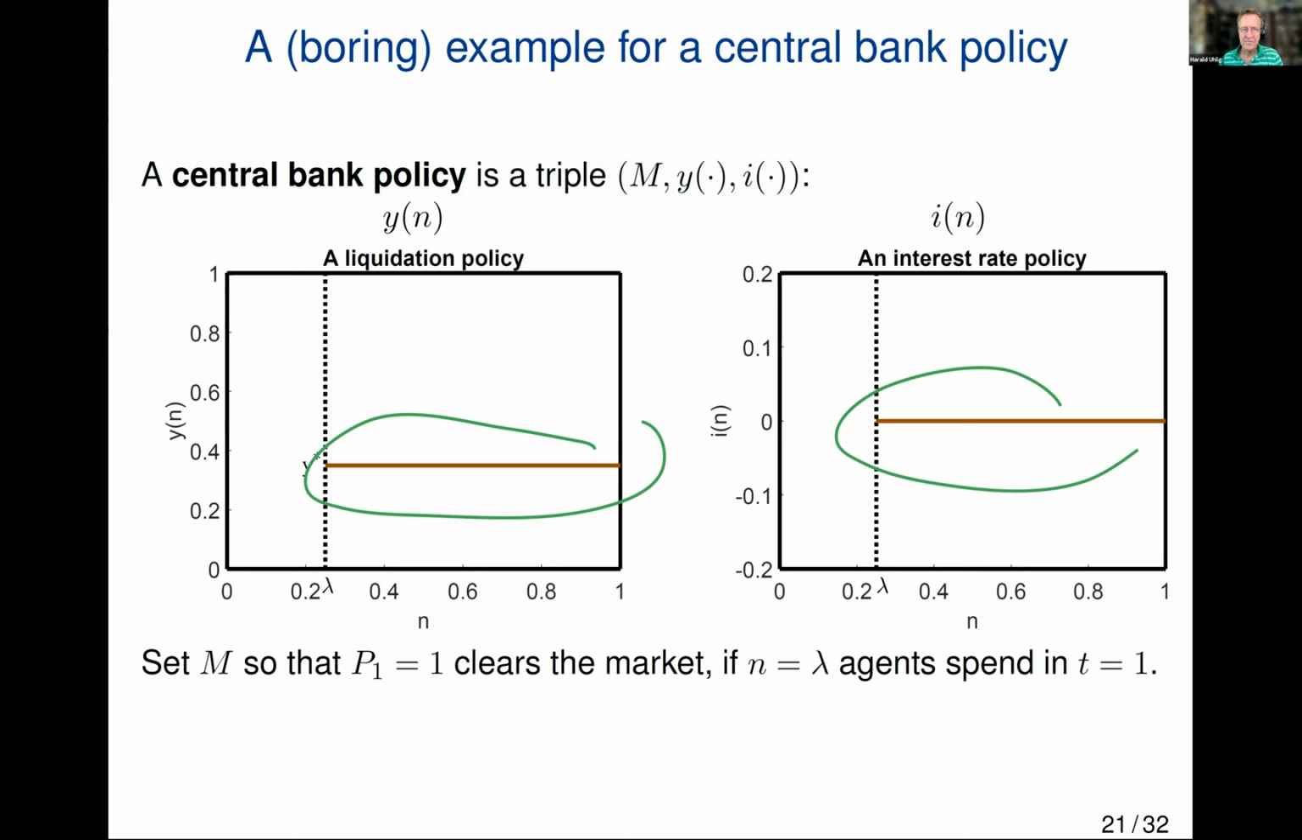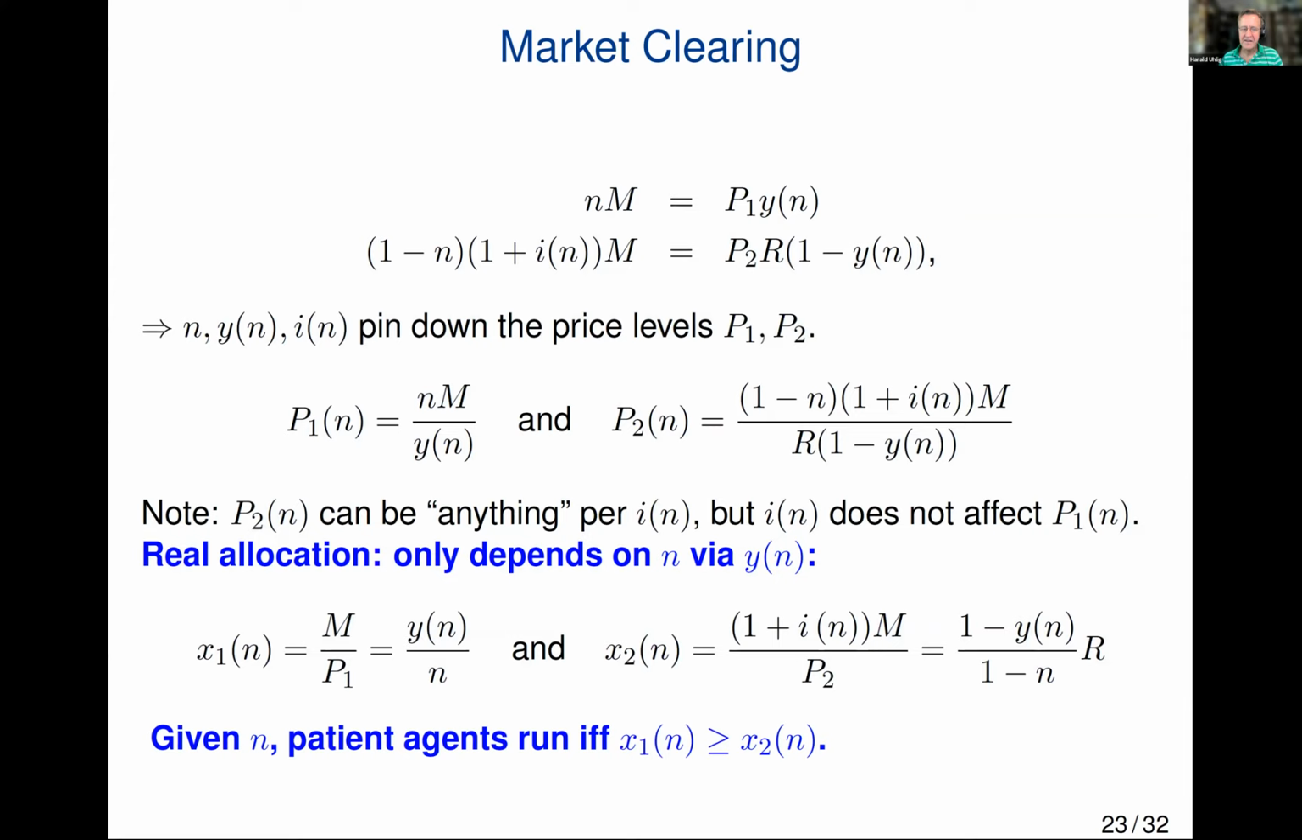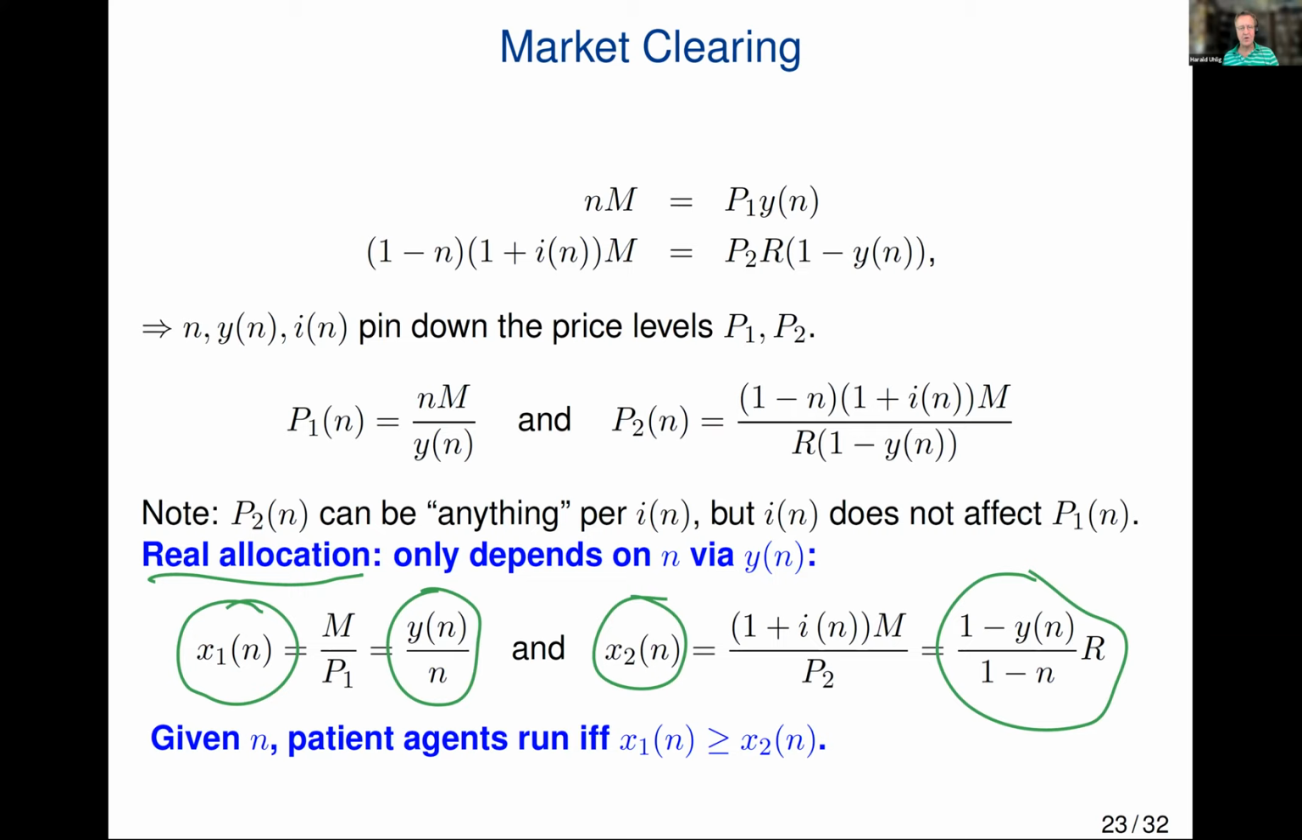Okay, so equilibrium, market clearing. The thing that I want to say about market clearing here is that at the end of the day, the agents only care about the real allocation, and the real allocation only depends on the liquidation policy. It doesn't depend on all this monetary stuff. So once you know YN, you know how much real stuff you're getting, and patient agents know when to run or not, because they're just looking at whether they are going to get more in the first period than they're going to get in the second period. So the central bank can avoid this now.